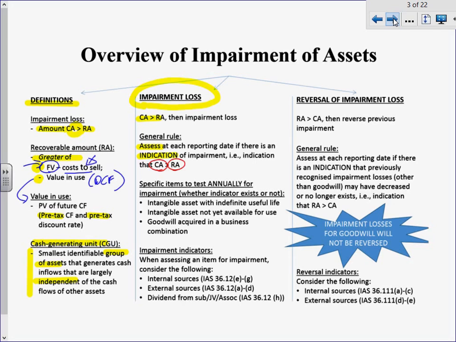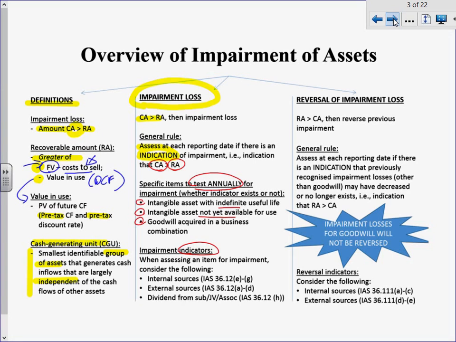Some items you will test annually whether or not there's an indicator. And that will be intangible assets with indefinite useful lives, intangible assets that are not yet available for use, and goodwill acquired in a business combination. Those three you go and test for impairment every year, i.e. calculate recoverable amount compared to carrying amount and see if it's less. Then, for these impairment indicators that are so important for all the other assets, you only test for impairment when there is an indicator of impairment.